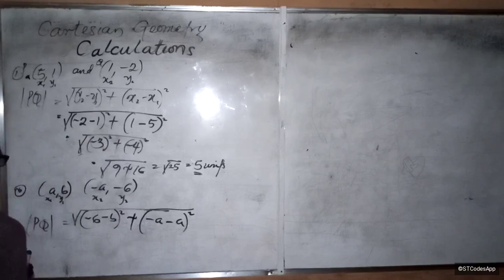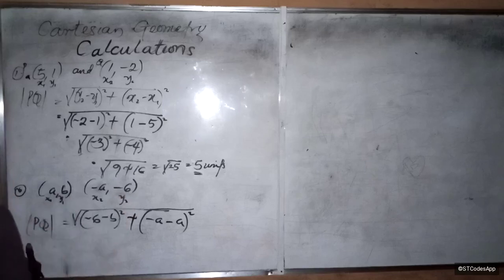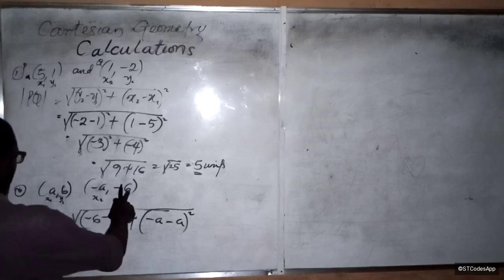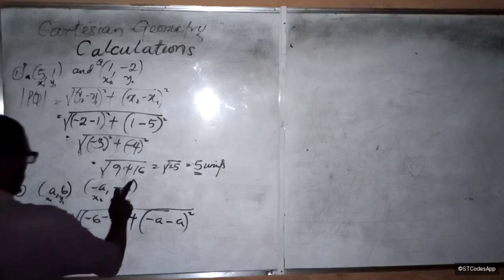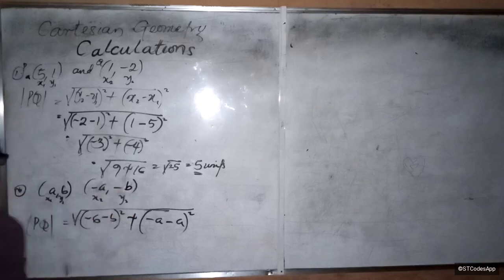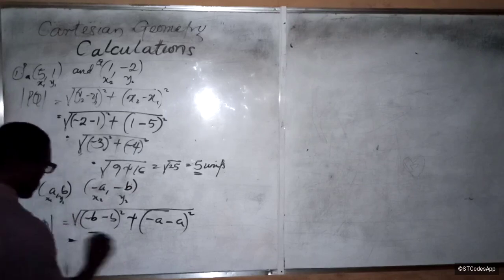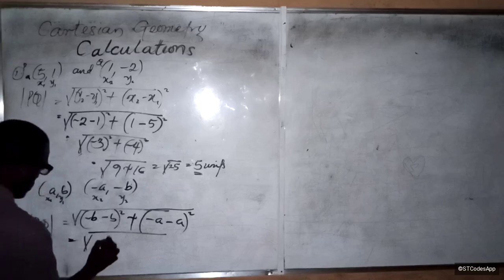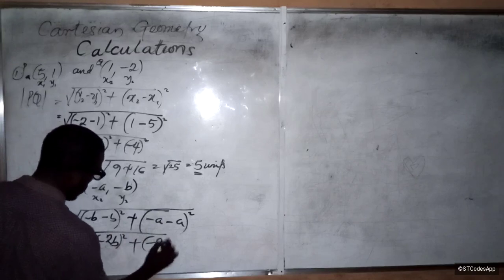Alright, so what do we have? This is minus 6, okay. I hope it's not minus B. It's supposed to be in the question. I think it's minus B. It's actually minus B. So maybe it's a typographical error. So here will be minus B minus B. So this will become the square root of minus 2B all squared, plus here we have minus 2A all squared.